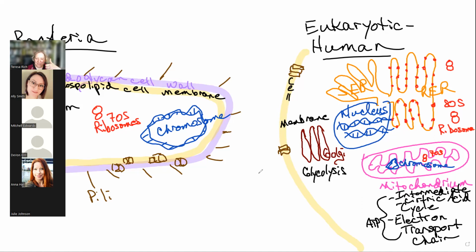Yes. Replicating what? DNA. So when this guy gets ready to divide, or this guy gets ready to divide, we've got to double our chromosomes. We've got to make more of our DNA. And do we have enzymes to make copies of the DNA that go over here to the ribosomes?